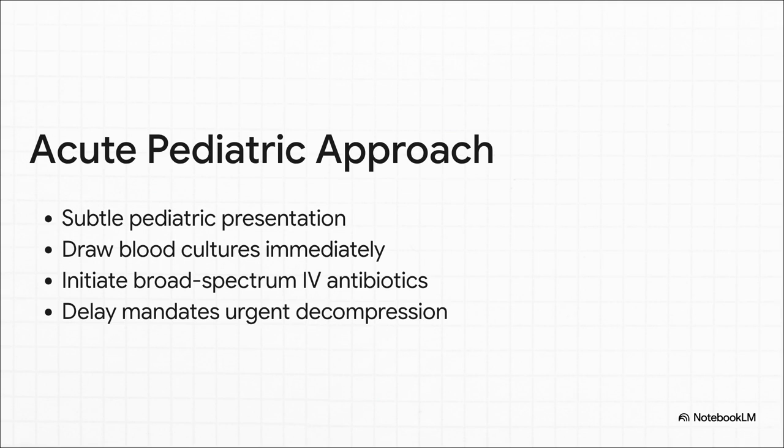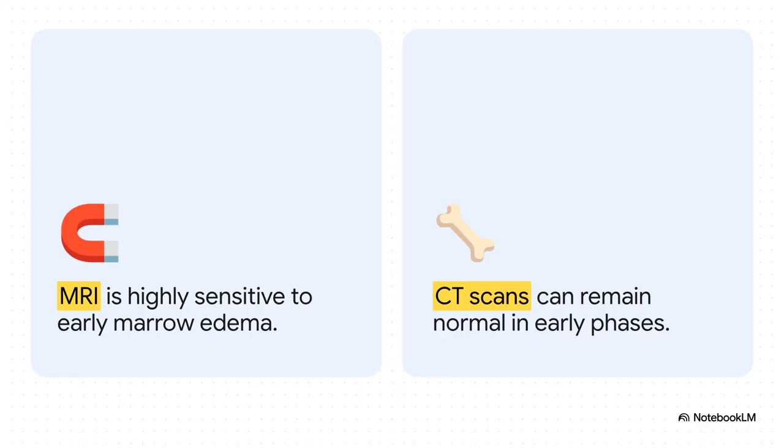You cannot wait around for definitive culture results. The absolutely crucial point here is that you must draw blood cultures immediately and then hit them with empirical, broad-spectrum IV antibiotics right away. Any delay, well, that mandates urgent surgical decompression and debridement to stop ischemic cortical necrosis in its tracks. Now, let's bust a major clinical myth.